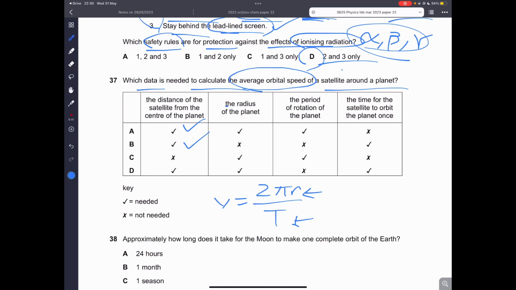We would not need the radius of the planet. We would also not need the rotation period of the planet, but we would need the time period of the satellite to orbit the planet once, and therefore B is the correct answer.